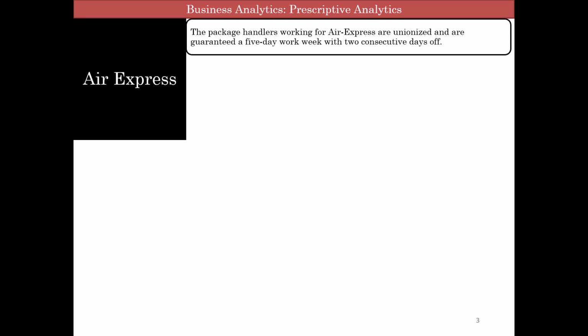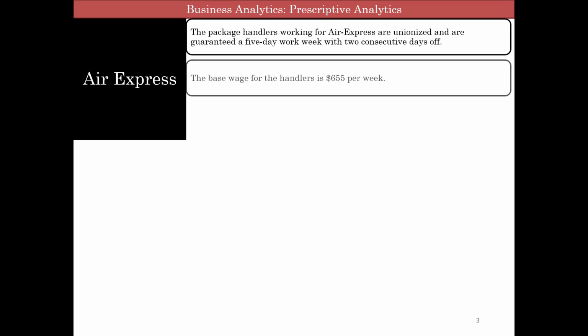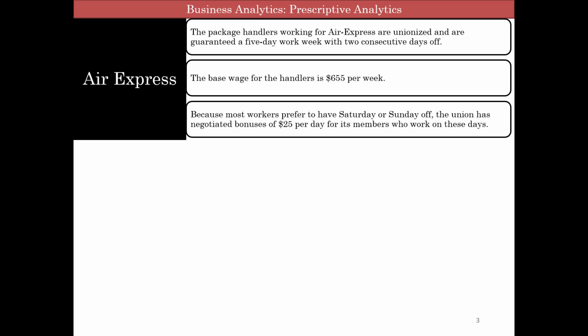Now, the package handlers working for Air Express are unionized, with a guaranteed 5-day work week with 2 consecutive days off. The base salary is $655 per week. Because most workers prefer to have Saturdays and Sundays off, the union has negotiated bonuses of $25 per day for its members who work on those days. So if you're working Saturday and Sunday, it's $50 more, right?